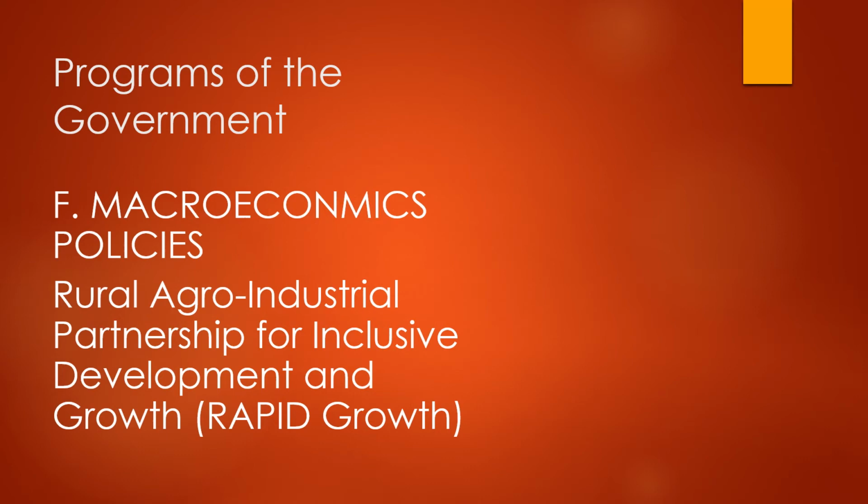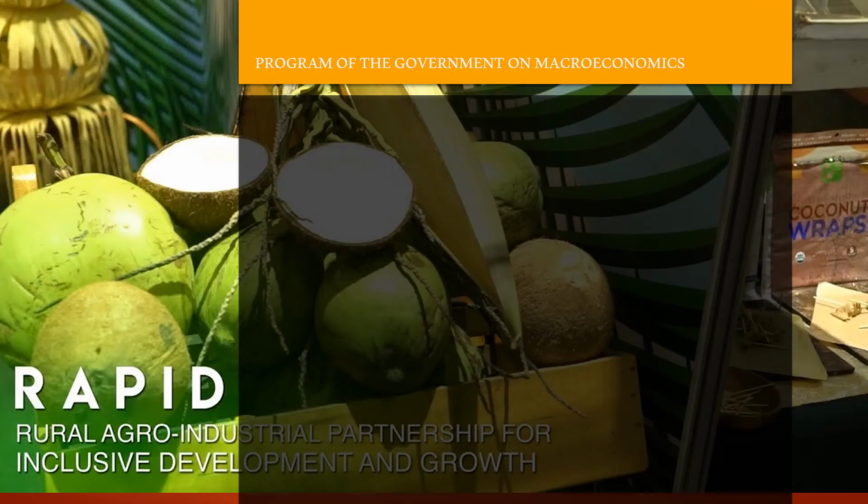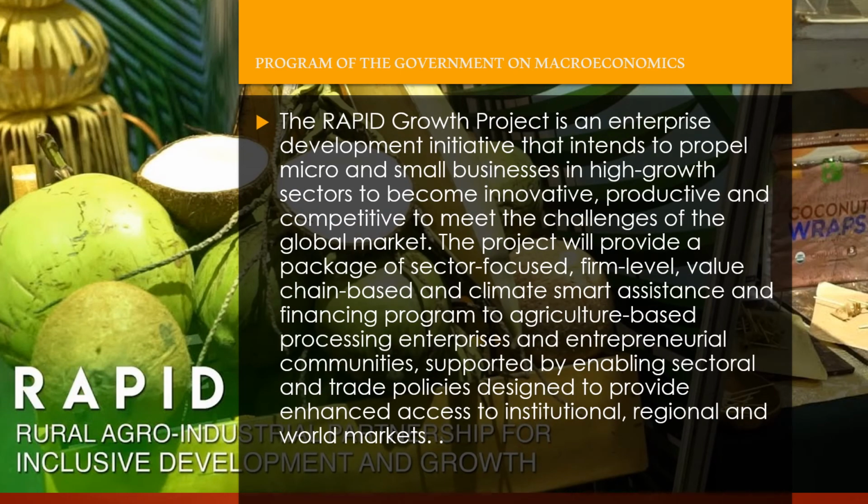Macroeconomics policies, Rural Agro-Industrial Partnership for Inclusive Development and Growth, RAPID Growth. The RAPID Growth Project is an enterprise development initiative that intends to propel micro and small businesses in high growth sectors to become innovative, productive, and competitive to meet the challenges of the global market. The project will provide a package of sector-focused, firm-level, value-chain-based, and climate-smart assistance and financing program to agriculture-based processing enterprises and entrepreneurial communities, supported by enabling sectoral and trade policies designed to provide enhanced access to institutional, regional, and world markets.